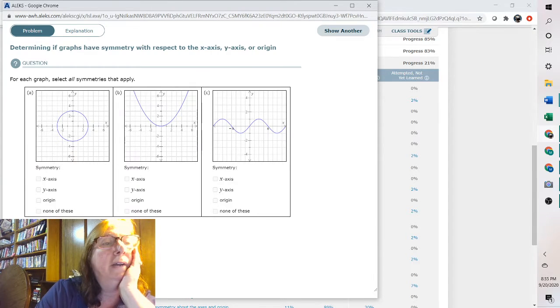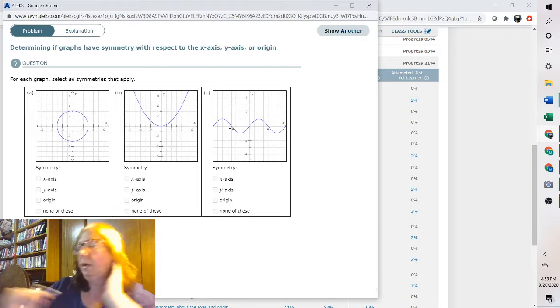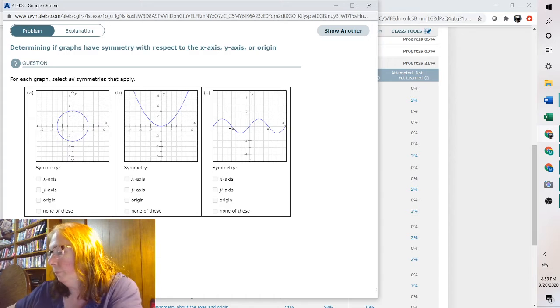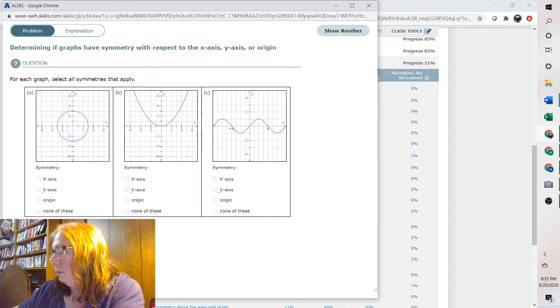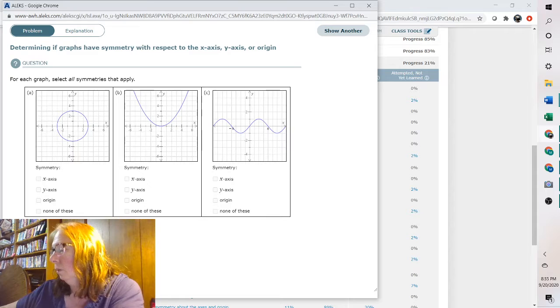For each of the graphs, select the symmetries. Now, symmetries means how it can flip on an axis. There's X, Y, and then there's also origin. Origin is when it flips on the diagonal.